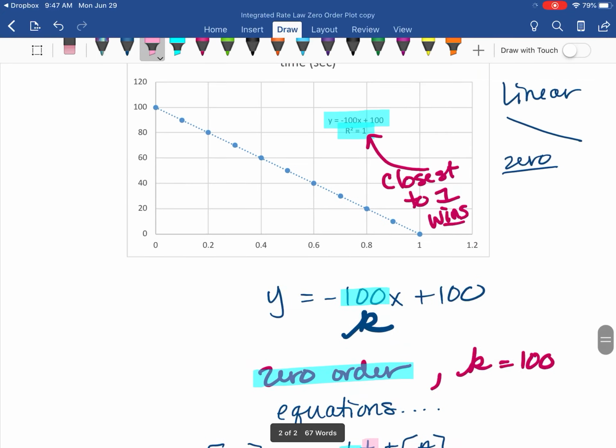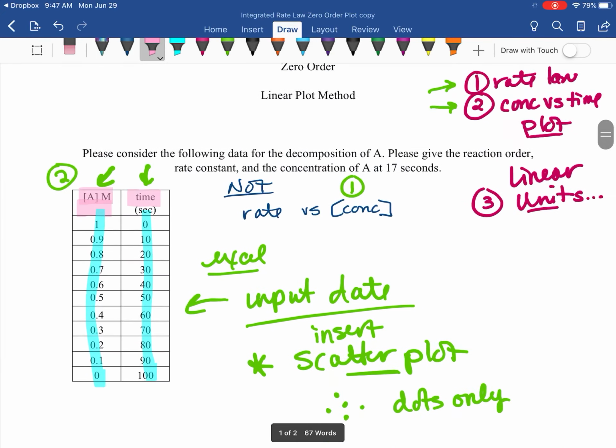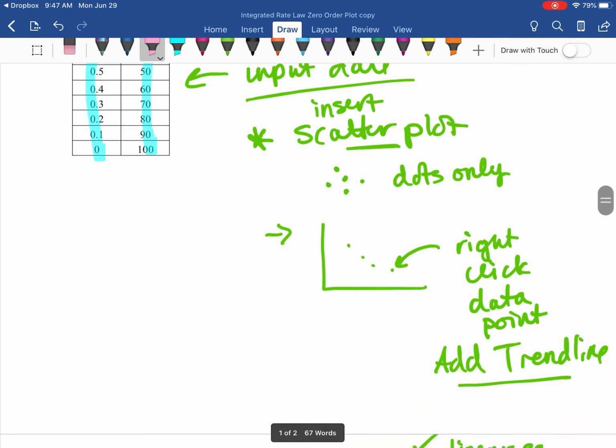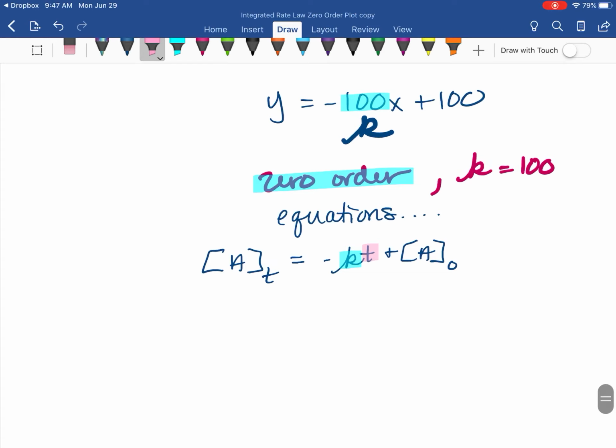So our equation is asking us, look at this, we've already solved 2 things in our problem. Order, that just came from our plot. Rate constant came from our plot. Now we need the concentration at 17 seconds. So what we're going to do is solve for this one at 17.